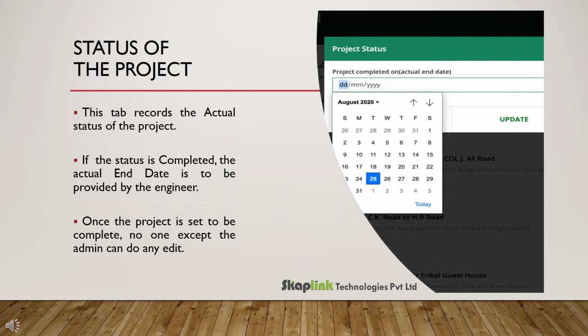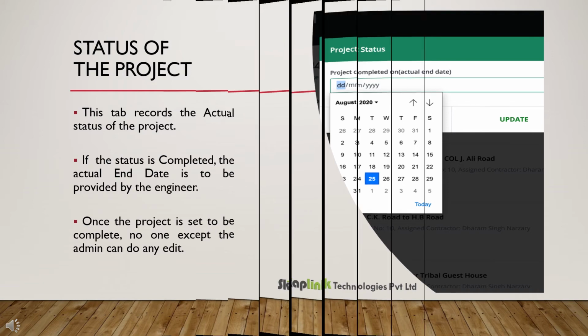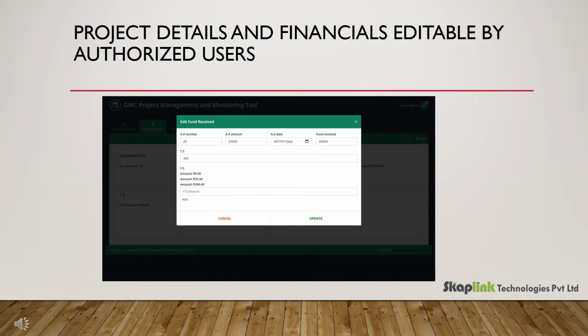Status of the project. This tab records the actual status of the project. If the status is completed, the actual end date is to be provided by the engineer. Once the project is set to be complete, no one except the admin can do any edit. Project details and financials editable by authorized users.